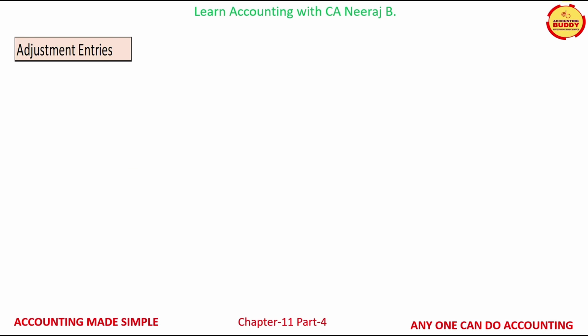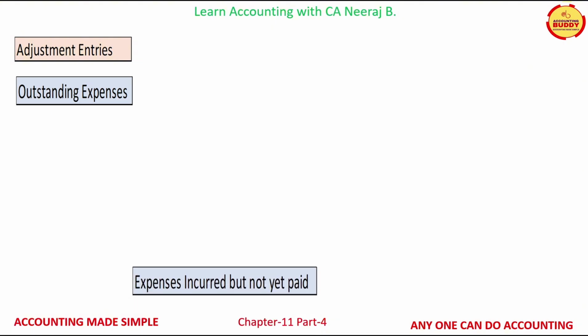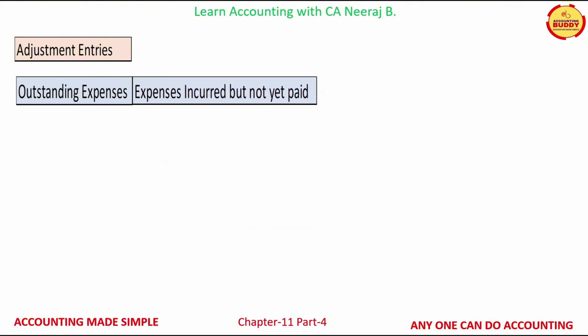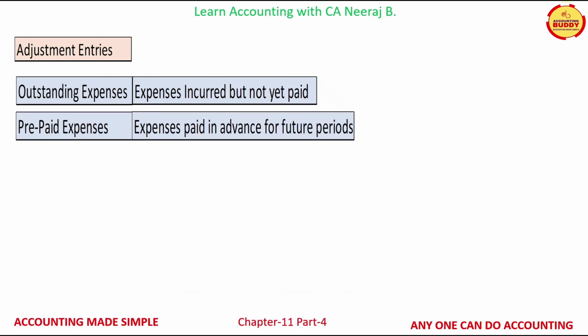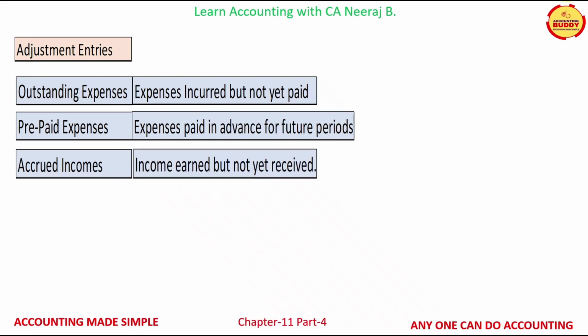Let us understand the common adjustment entries. First, outstanding expenses. Such entries are passed to record expenses incurred but not paid. Next adjustment entry is prepaid expenses. This includes the entries related to expenses paid in advance for future periods. Another adjustment entry is related to accrued income. Such adjustment entries include entries for income earned but not yet received.